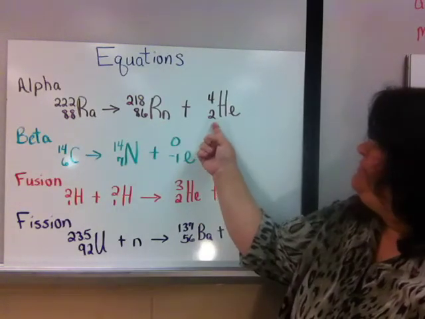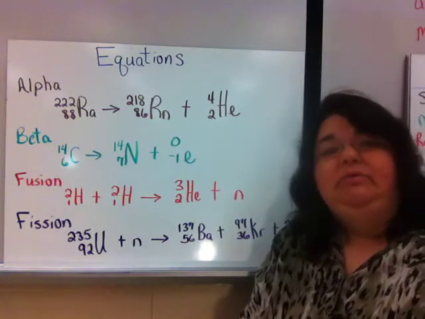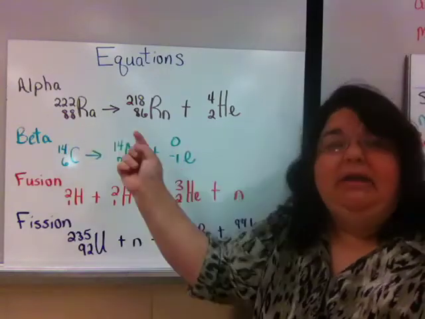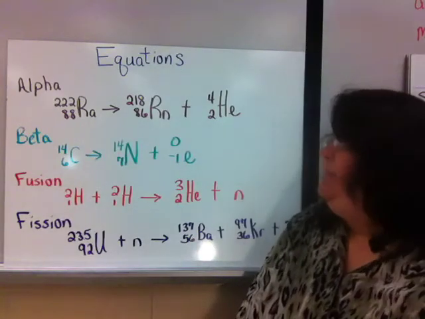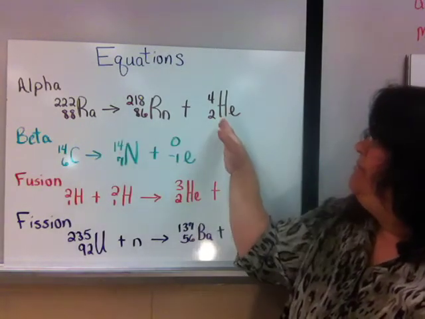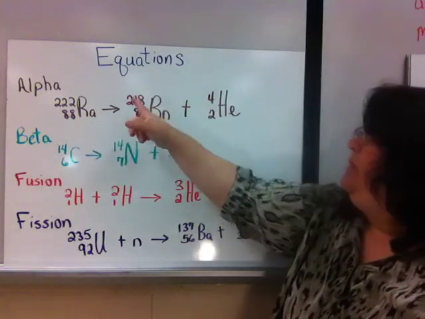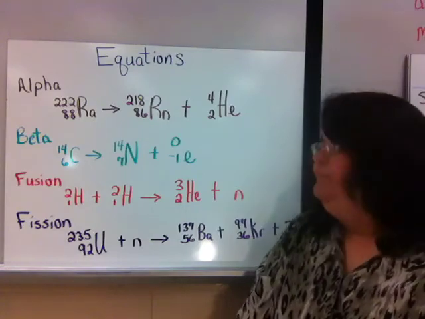The atomic number of 2 is helium. So the symbols are simply changing to match the bottom number from the periodic table. And the top number is just subtraction. 222 minus 4, I'm left with 218.